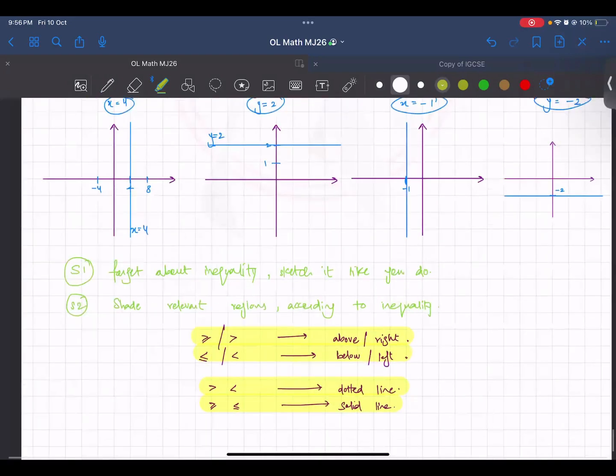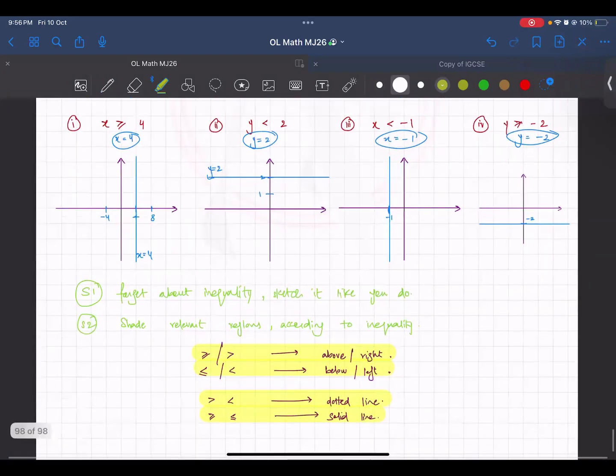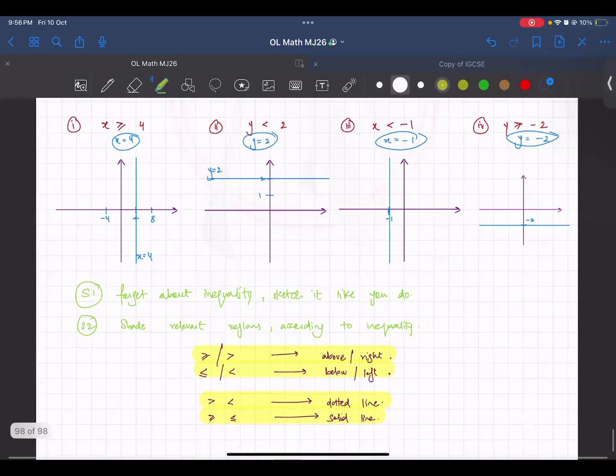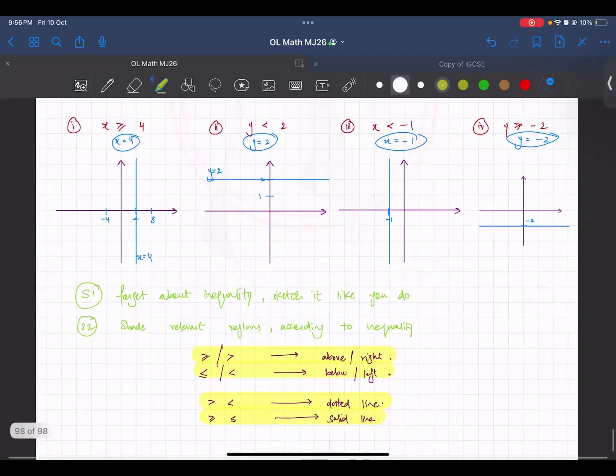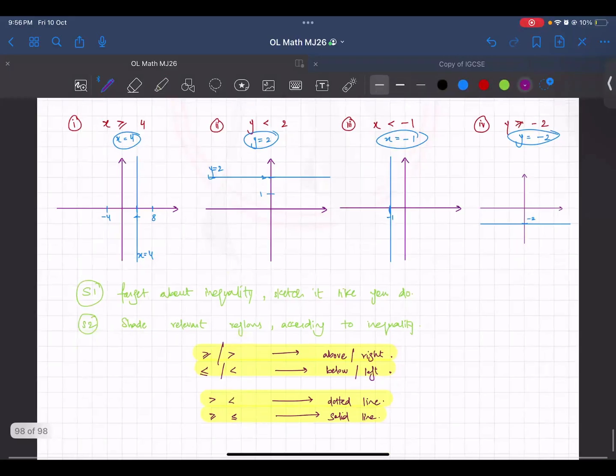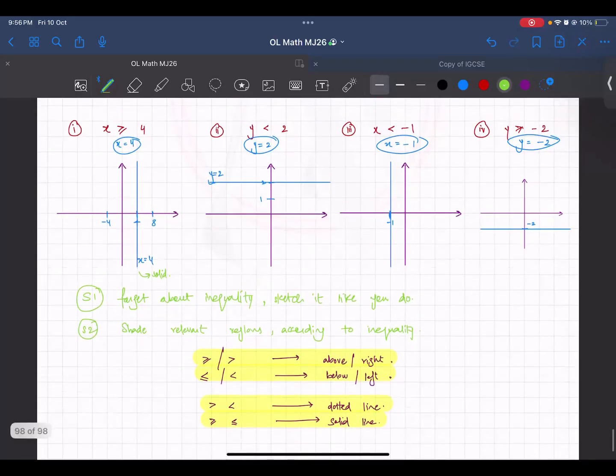And now using this information, I would now start the sketch. Now for the first one, x is greater than equal to 4. It is greater than equal to, so the line will be solid, and you can see it is solid. So no need to change this. It is a solid line. And for greater than, I told you, it is to the right side. So this means this region, everything to the right side of this vertical line.